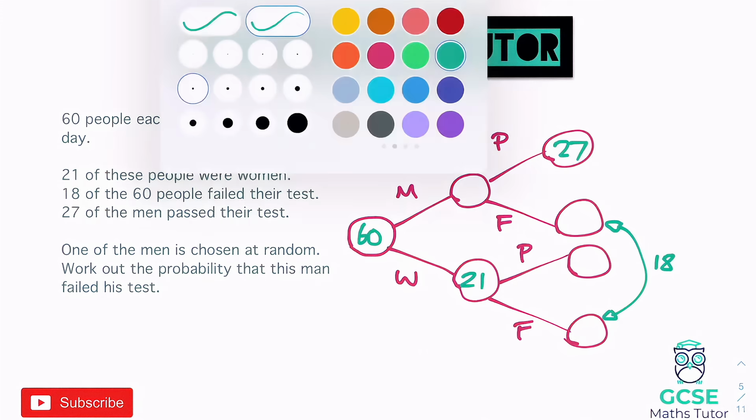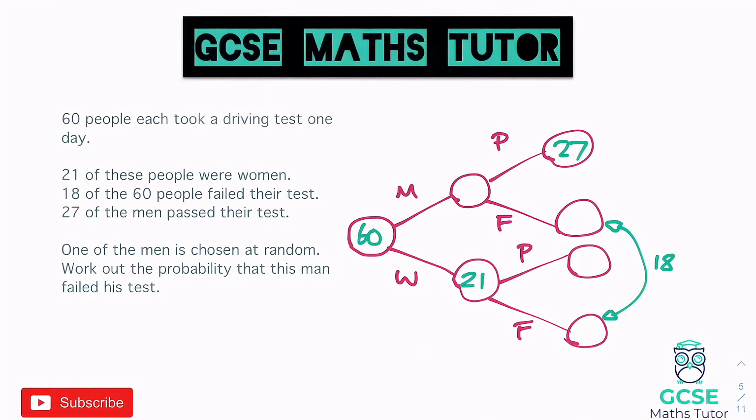Right, okay, so that's all the information that we've got. Now we know that there are 21 women, so we can work out how many men there are. They have to add up to 60, so that's going to be 39. There we go. And now we can work out this one just here, because it's got to be 39, we've got 27 in there already. So that is an extra 12, okay, just double check they add up to 39. Yes, they do.